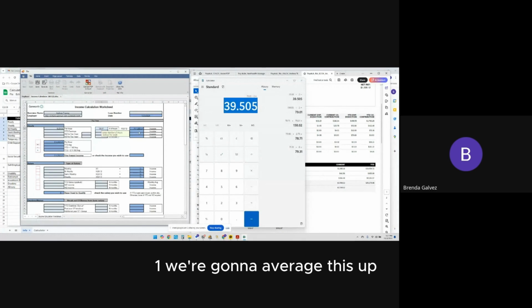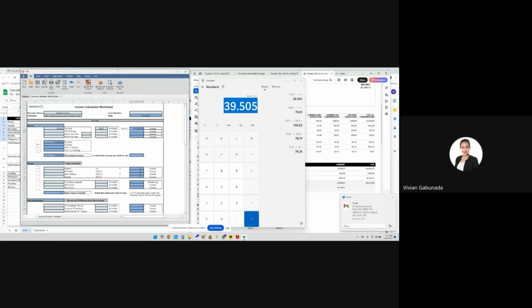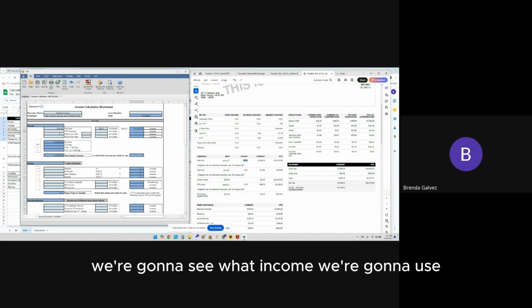We're going to average this up and it's automatically going to calculate the income here. So we will always go with at least 2 decimal places. Okay, there you go. We have to include all of them because we're going to see what income we're going to use.